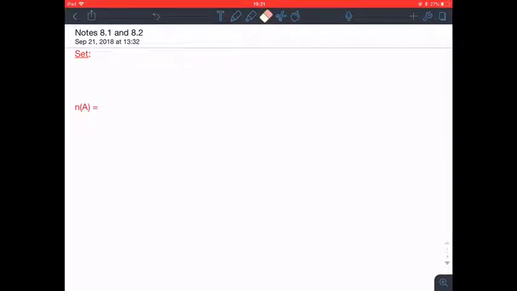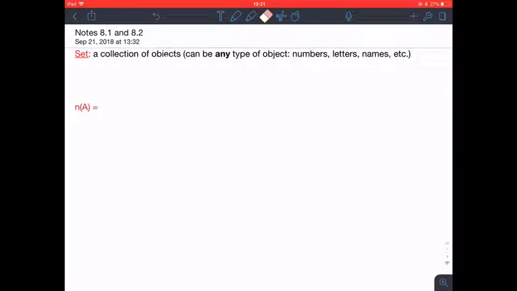So the first thing we need to talk about is what a set is. A set is just a collection of objects, and those objects can be anything. It can be numbers, letters, names, etc. Those objects within a set are called the elements of a set. Okay, so that's what the objects are called.